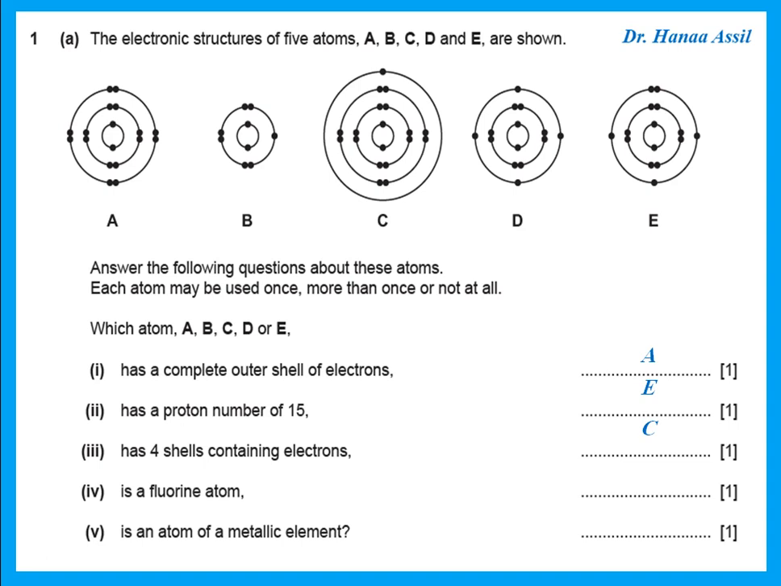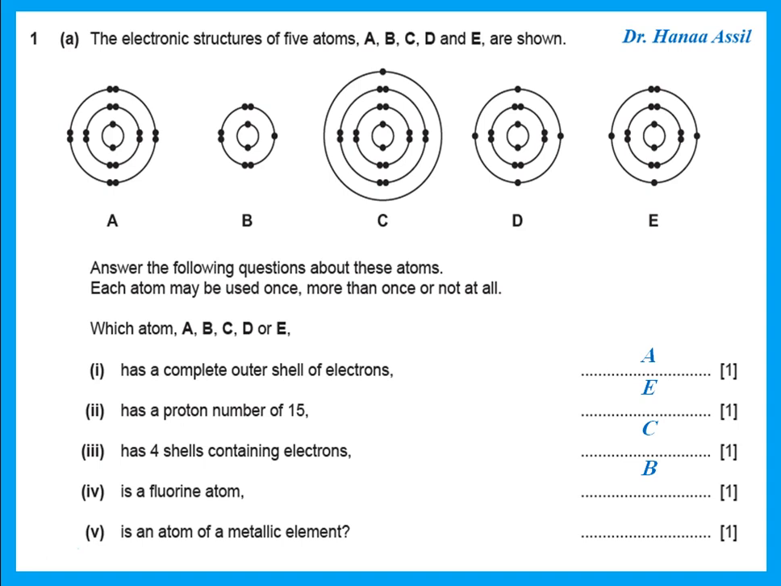Which one is a fluorine atom? The periodic table tells us that fluorine has an atomic number of 9, the small number. Atomic number 9 means it has 9 protons and 9 electrons. 9 electrons would be distributed 2 in the first shell and 7 in the second shell. So which one has 2, 7 in the electronic structure? That is B.